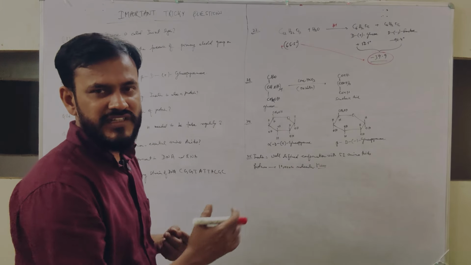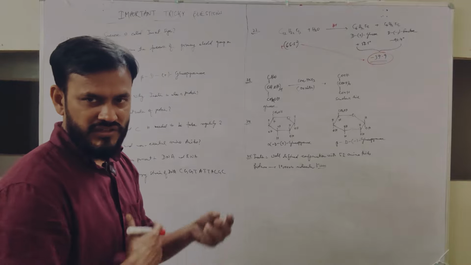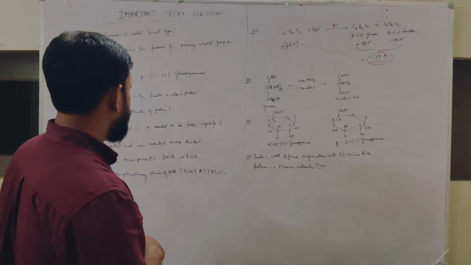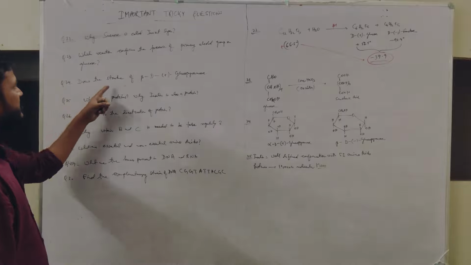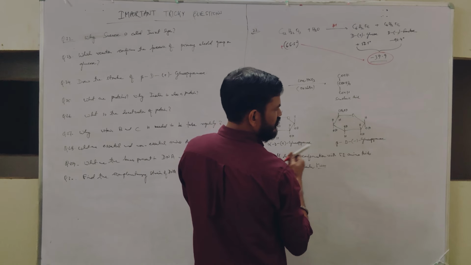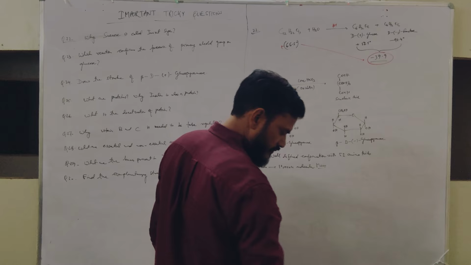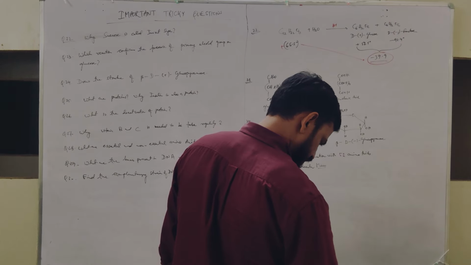So these reactions were done to determine the structure of glucose, whether it is open chain or a ringed structure. Now the next question, draw the structure of beta-D-glucopyranose. So see, it is beta-D-glucose. So, no, wait.